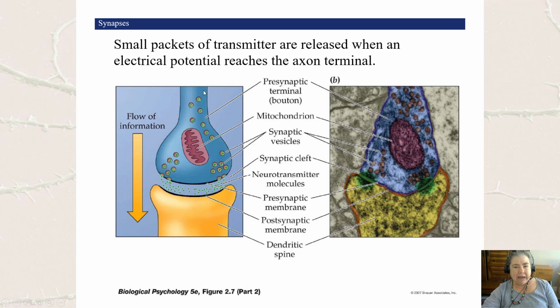Notice in this diagram, this is a colorized electron micrograph. This is a diagram showing the terminal axon in the presynaptic cell. The terminal can also be called a bouton. There are mitochondria in the terminal because there is energy being used. There are vesicles, and those vesicles contain neurotransmitters that were made up here in the cell body and transported along microtubules down the length of the axon to the presynaptic terminal.